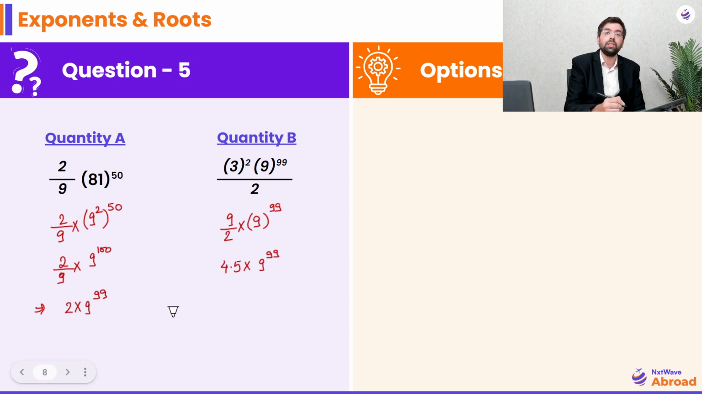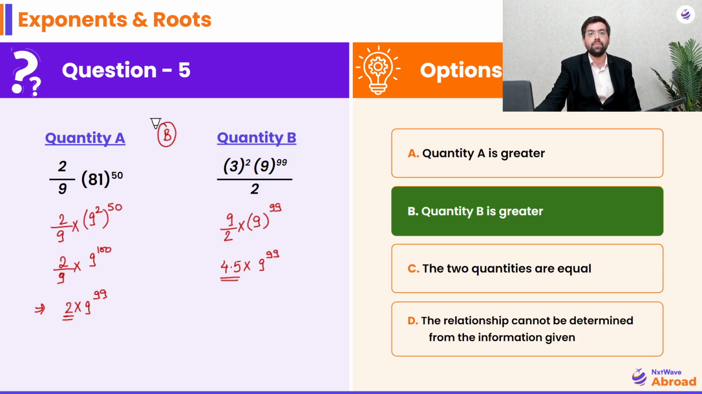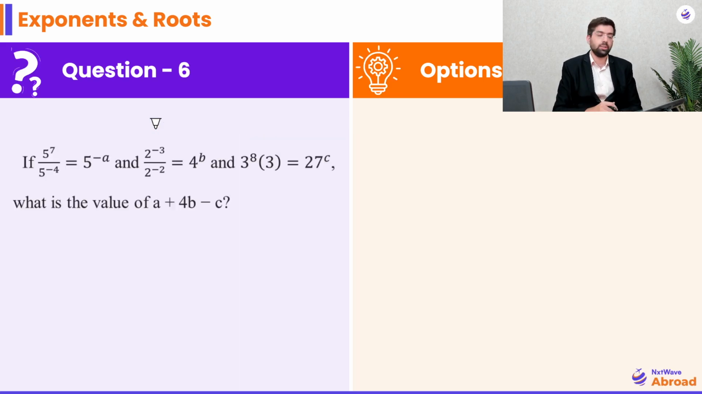So if I just compare the two quantities, in quantity A, the power of 9, that is 9 raised to 99, is multiplied by 2. And in quantity B, 9 raised to 99 is multiplied by 4.5. Definitely quantity B would be greater, and therefore the answer would be B. I hope it's clear for everyone. Great. Let us try the next question.